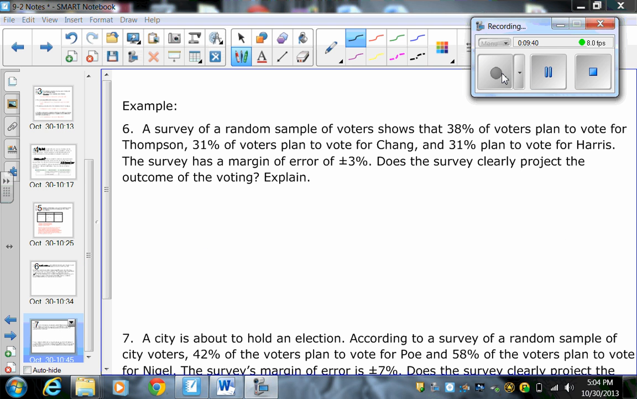Example 6 says a survey of a random sample of voters shows that 38% of the voters plan to vote for Thompson, 31% of voters plan to vote for Chang, and 31% of the voters for Harris. The survey has a margin of error of plus or minus 3%. Does the survey clearly project the outcome of the voting? Explain. So the first thing we're going to do here is find our intervals. We're going to first start with Thompson.